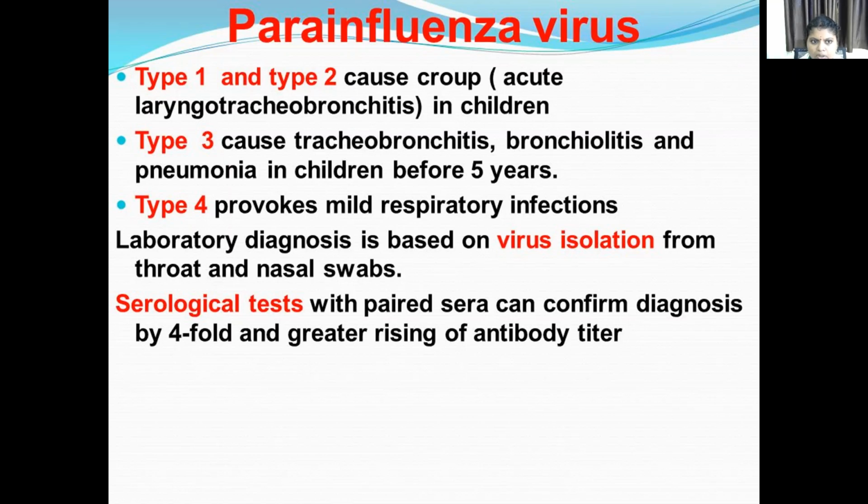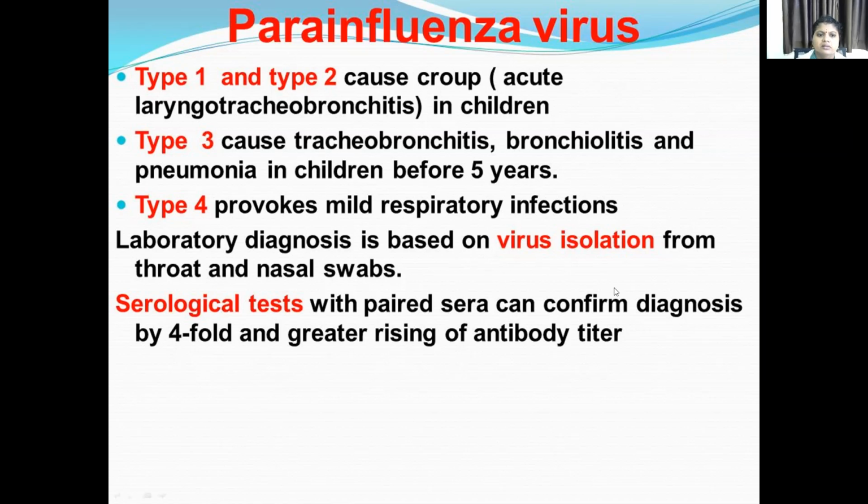Croup is nothing but acute laryngotracheobronchitis in children. Here in this case, there is edema, there is desquamation of the alveolar ducts and alveoli. There is necrosis also seen, which leads to edema. Sometimes it may cause pneumonia also.